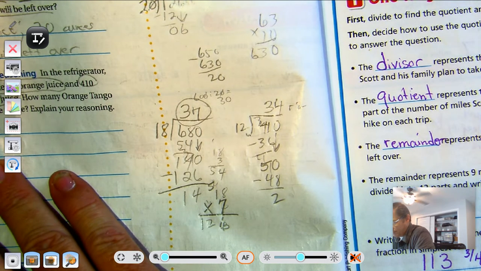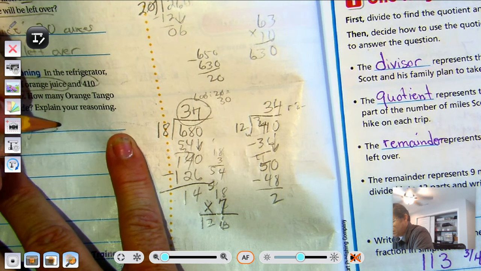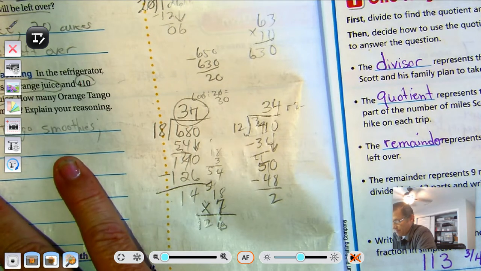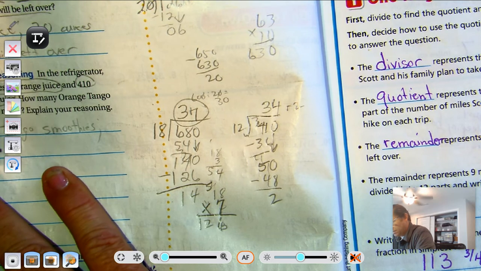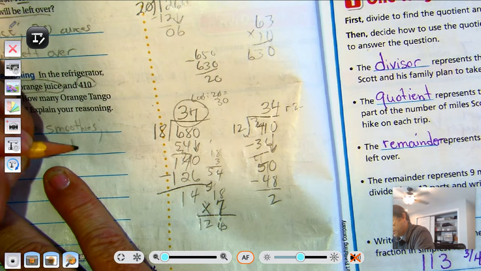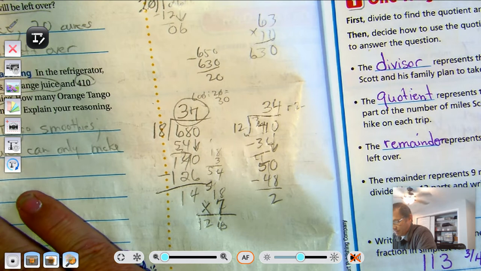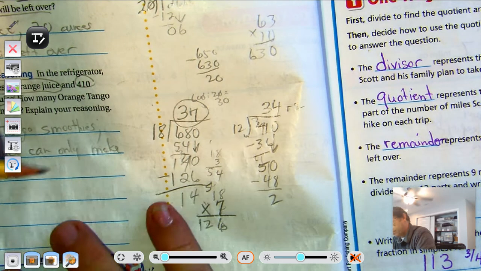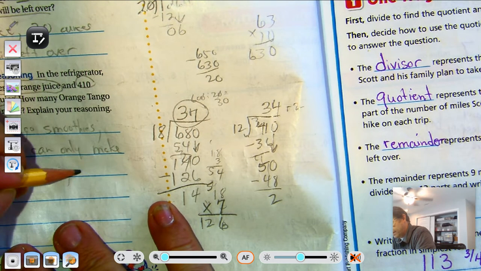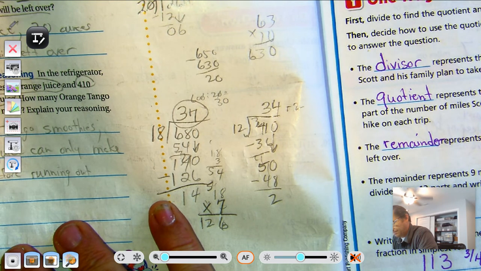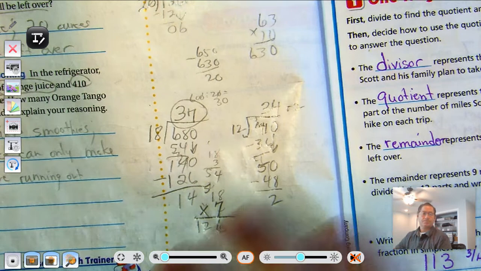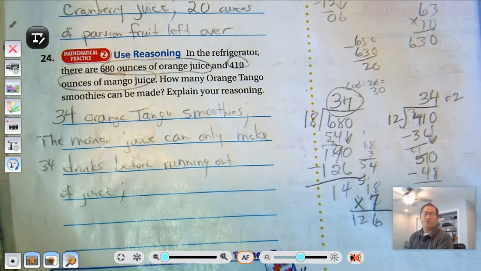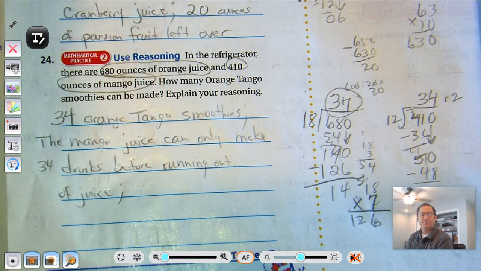Orange tango smoothies. The mango juice can only make 34 drinks before running out of juice. Okay. So 34 orange tango drinks. The mango juice can only make 34 drinks before running out of juice.